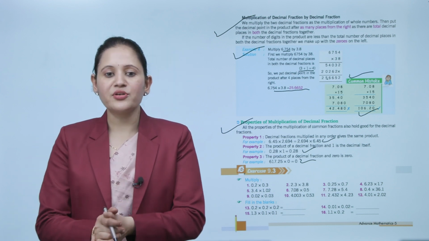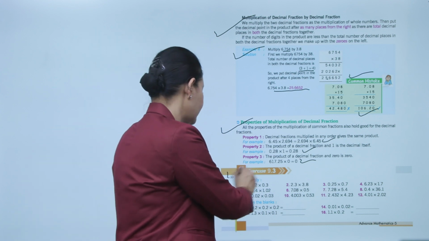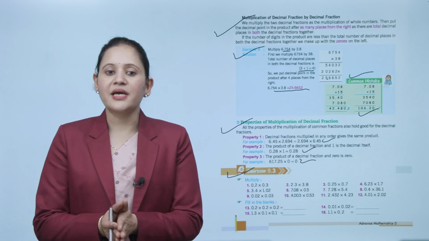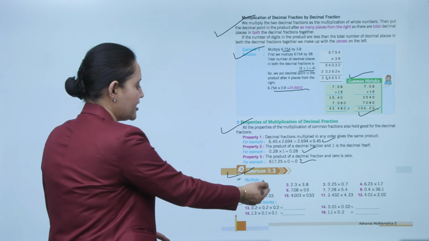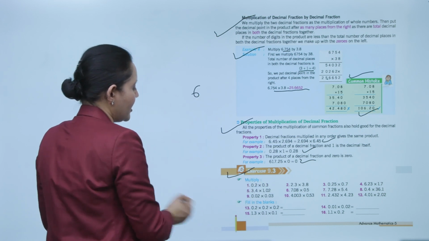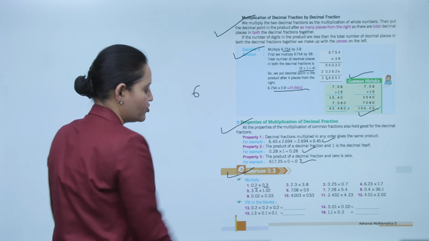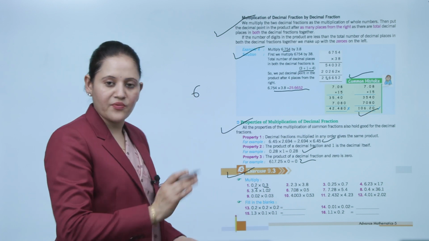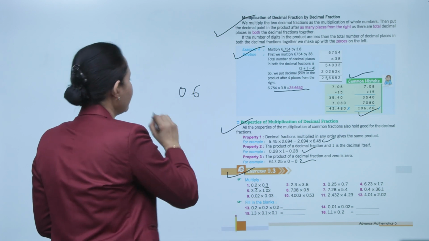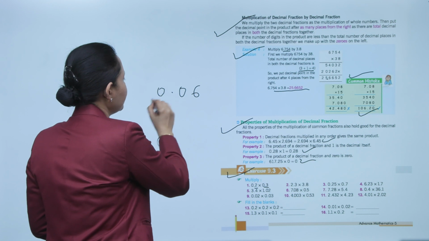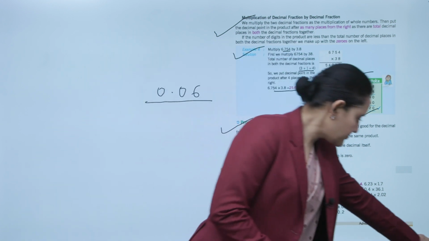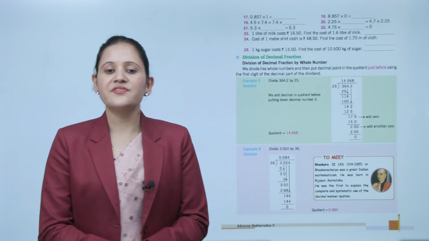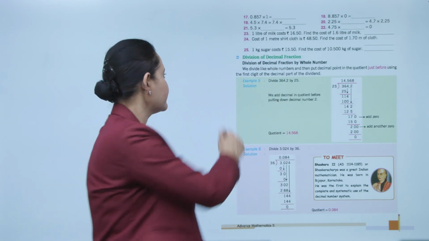Next is exercise 9.3. Multiply 0.2 by 0.3. So simply 3 into 2, that is 6. There are 1 and 1, total 2 decimal places. Here there is only one digit, so we'll put 0. So the answer will be 0.06. Clear? Next, division of decimal fractions.